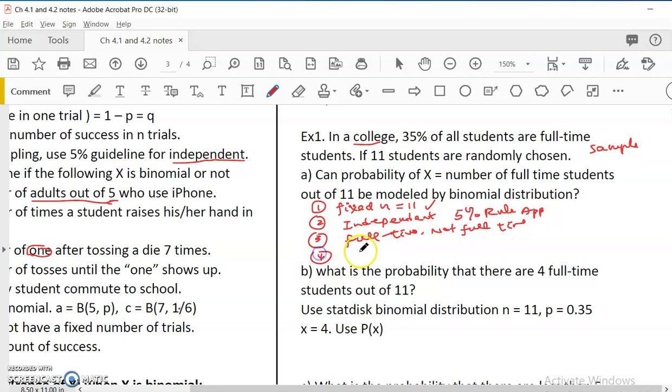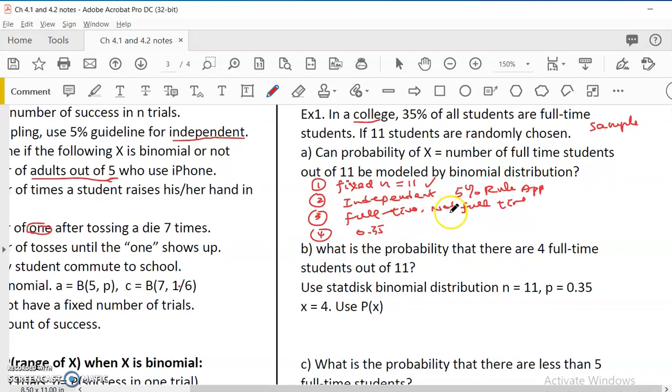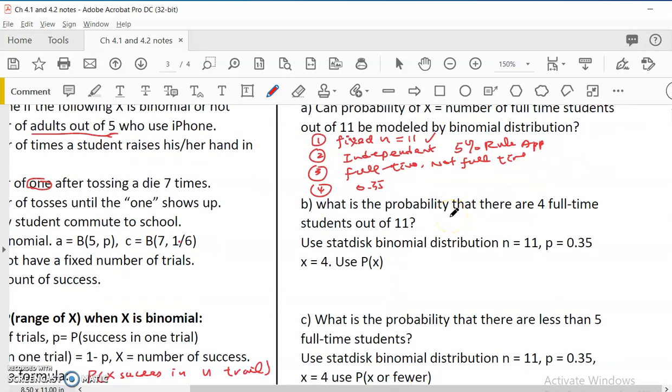And then the fourth one is: is the probability of getting a full-time student always 0.25? Yes, it is the same because even if we pick one, the number of students that are full-time would not change, right? It's a big population.